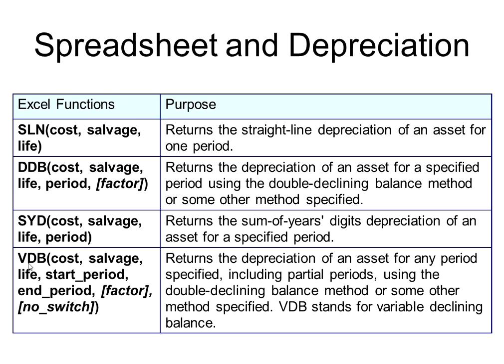And then last but not least, there is also the variable declining balance, where you can specify specific parameters. Not just cost, salvage, and life, but you can also have the start period, the end period. You can have a factor, and then switch or no switch. So this returns depreciation of an asset for any period specified, including partial periods, using the double declining balance method or some other method specified. VDB stands for variable declining balance.